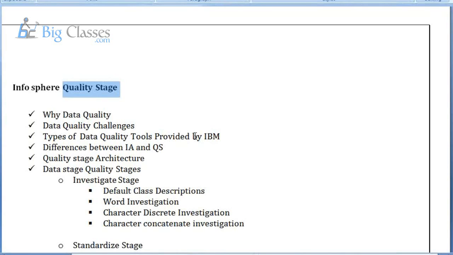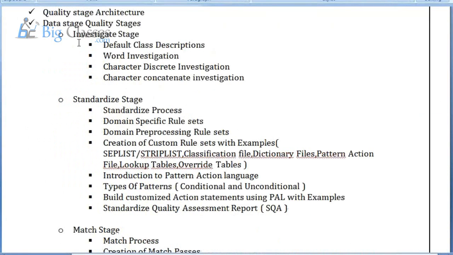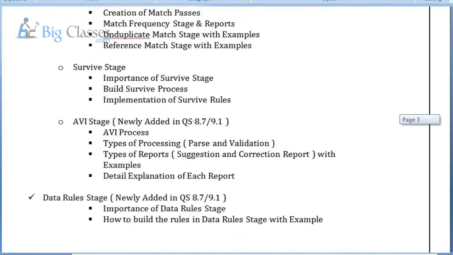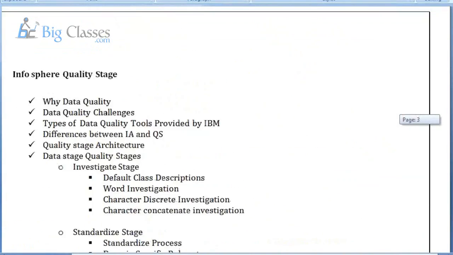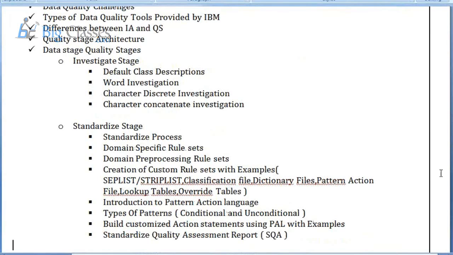How to use this QualityStage tool, what kind of data quality we'll implement, what kind of approaches we'll have for data quality, why we need data quality for any project. Especially when you go for QualityStage, there are different kinds of QualityStage operations. Those we are going to call investigation operation, standardization operation, match operation, and survive operation. AVI means address verification interface, then data rule. These are the main operations we are going to perform in QualityStage.